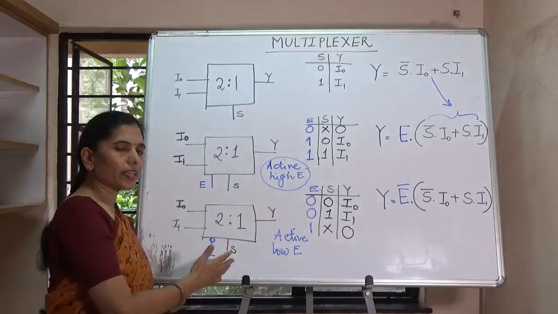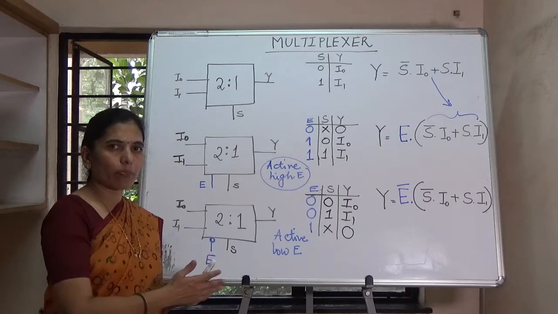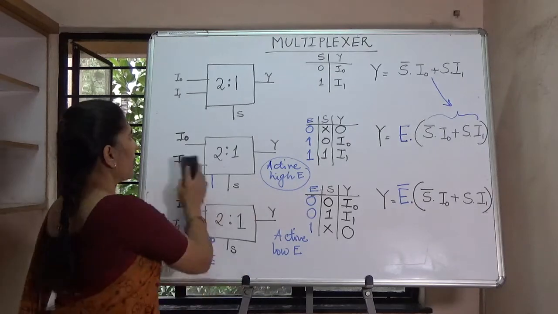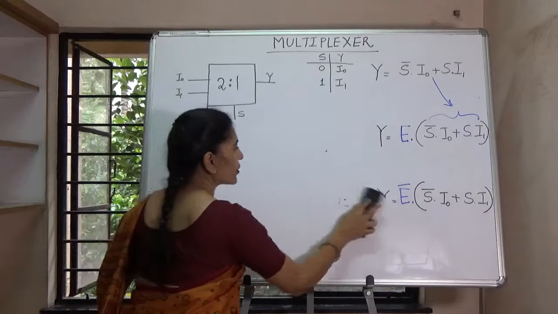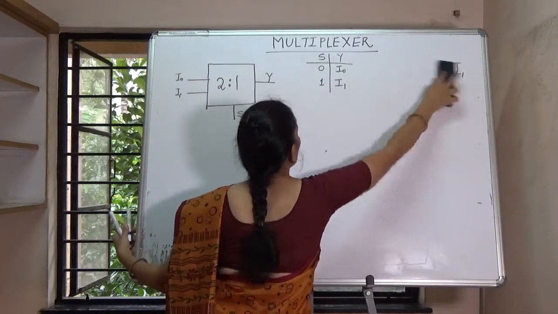So this was the quick recap of a 2:1 multiplexer. Let us now expand this same knowledge to a 4:1 multiplexer. So we now introduce two more inputs to the multiplexer.